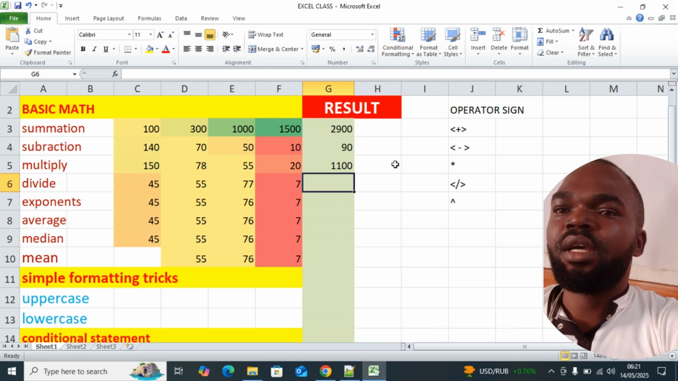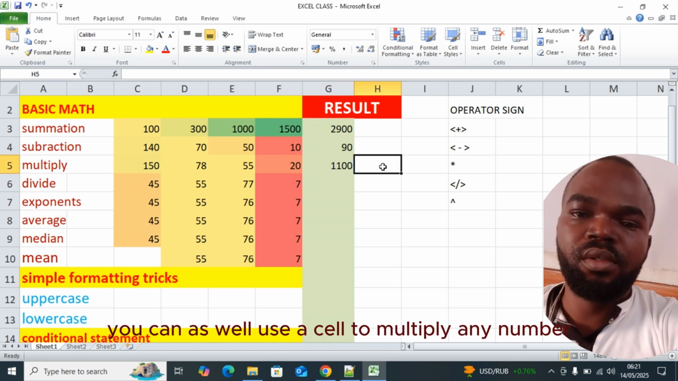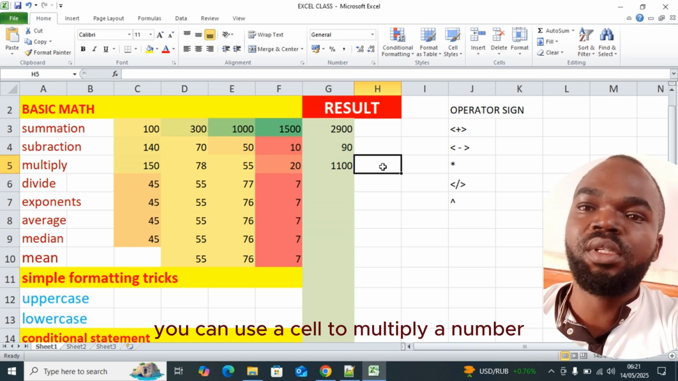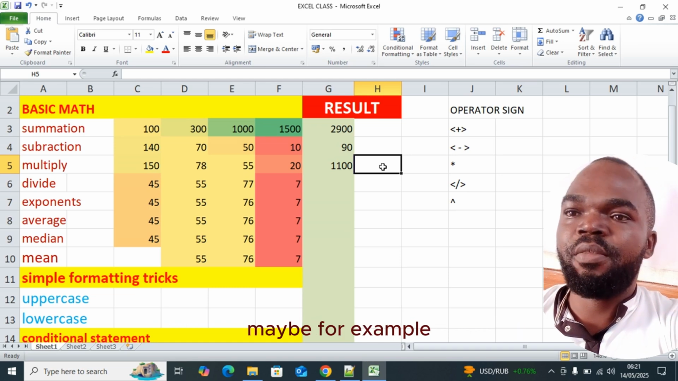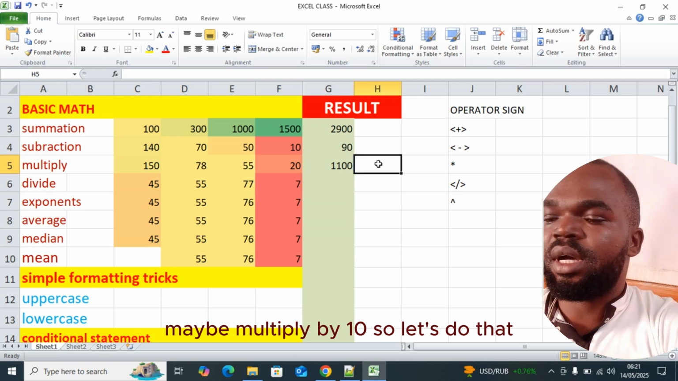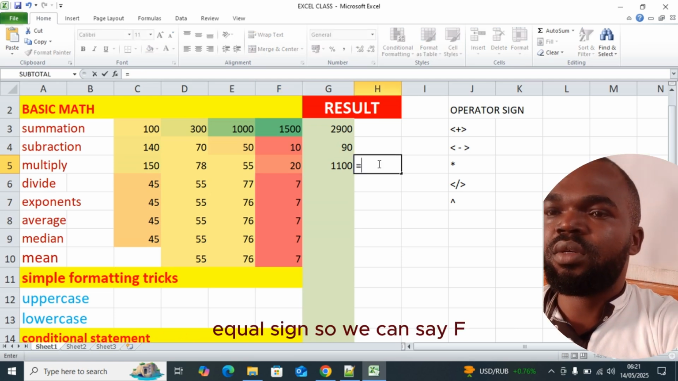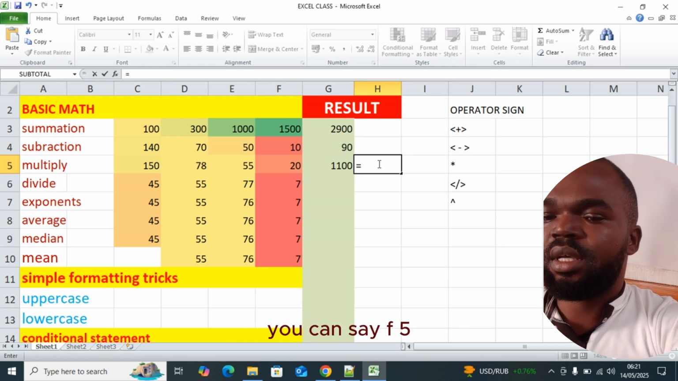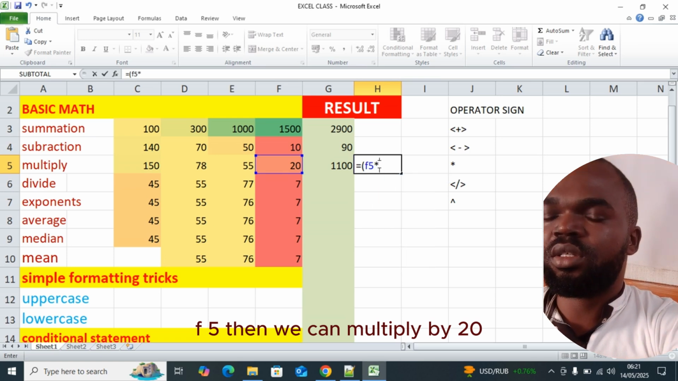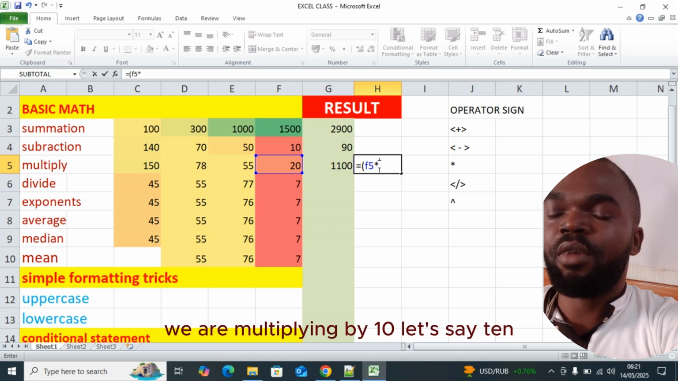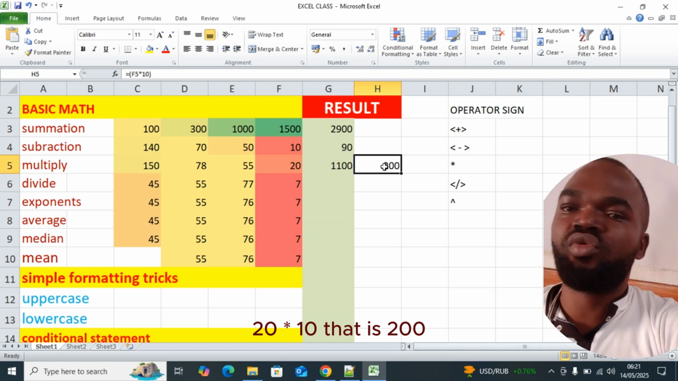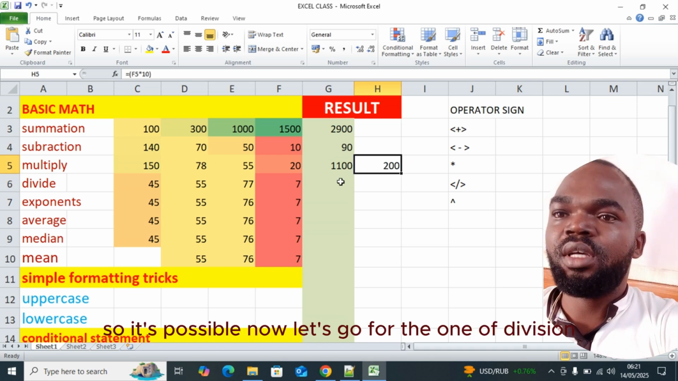But don't forget, you can as well use a cell to multiply any number. What do I mean? If you want to multiply a number, you can use a cell to multiply a number. For example, I want to multiply this 20 by 10. So let's do that. We can easily say, okay, equal sign. So you can say F5, F5, then we multiply by 10. So we have this. The answer is 20 times 10, that is 200. So it's possible.